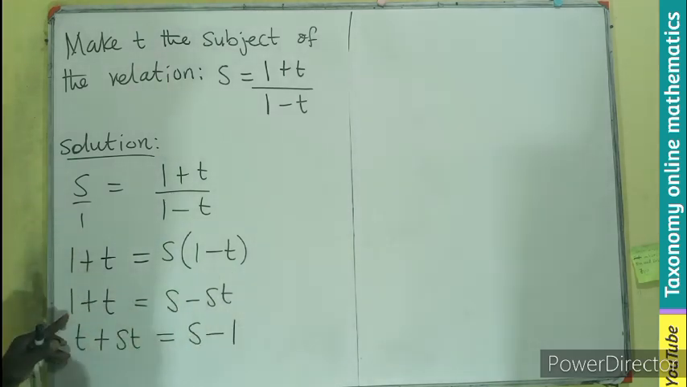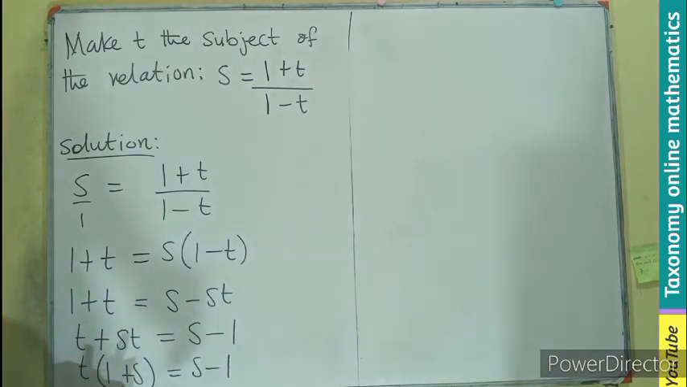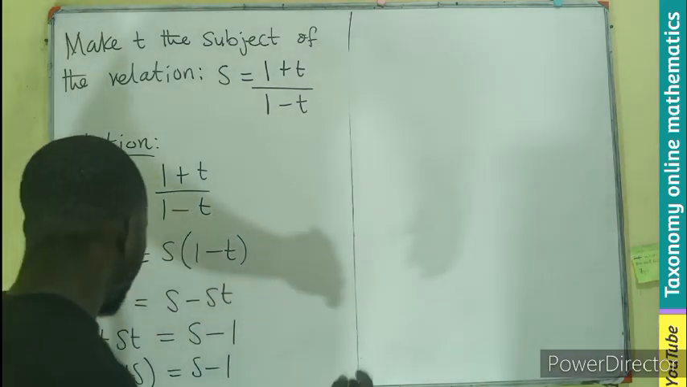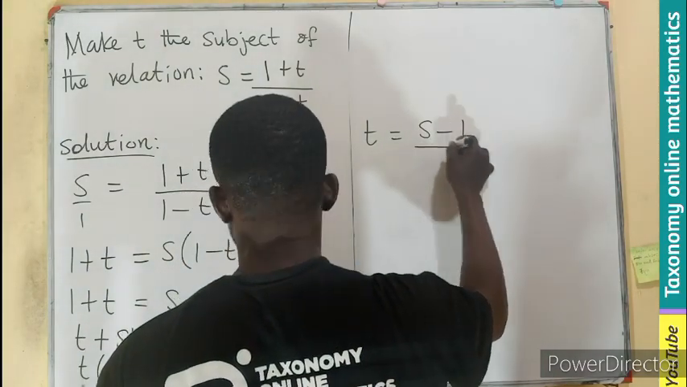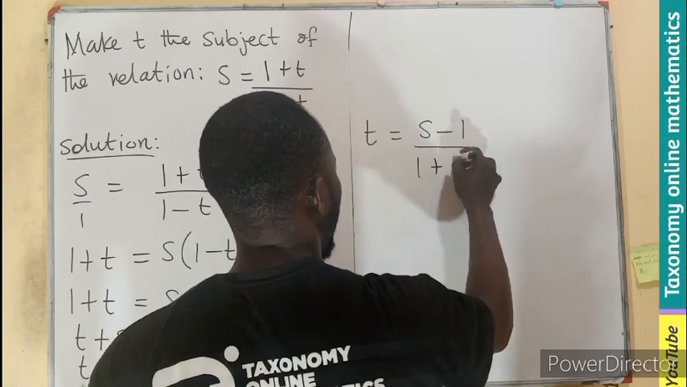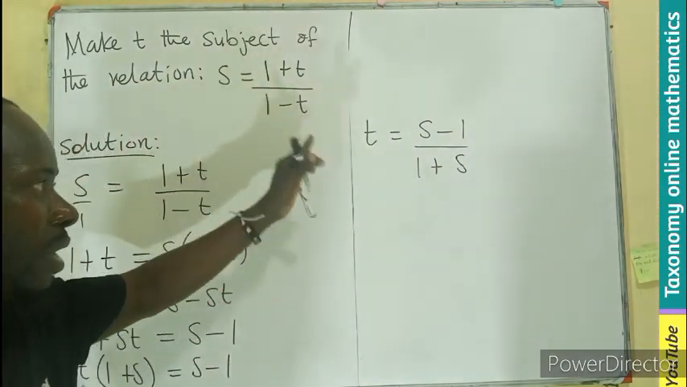Then you subtract 1. We need the t, but we are having it as two terms. So we factorize the t out. t divided by t is 1. st divided by t is s, equals s minus 1. So what we do now is to divide by the bracket here. Meaning t will be equal to s minus 1, then 1 plus what? s. Or better still, s plus 1 to be in the same direction.